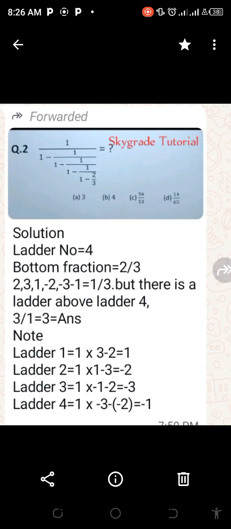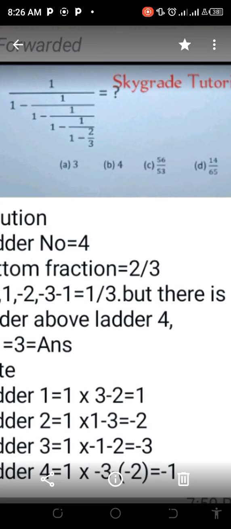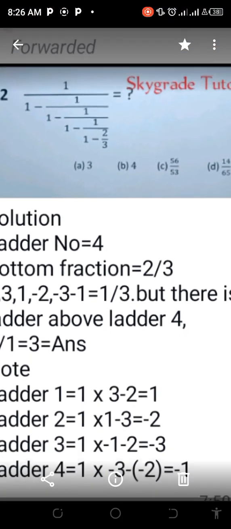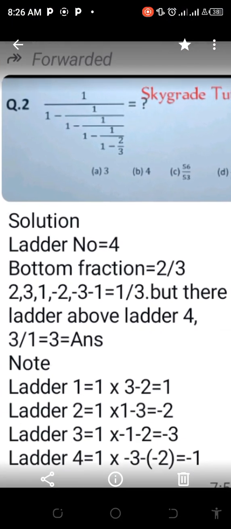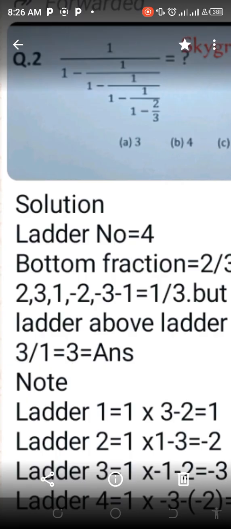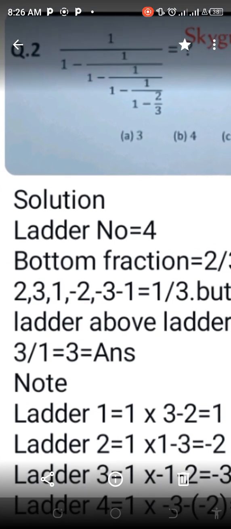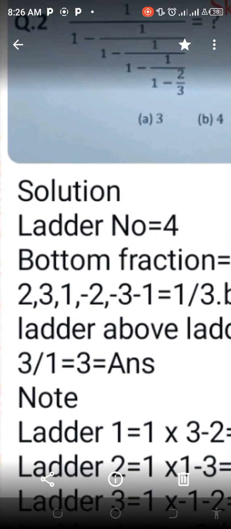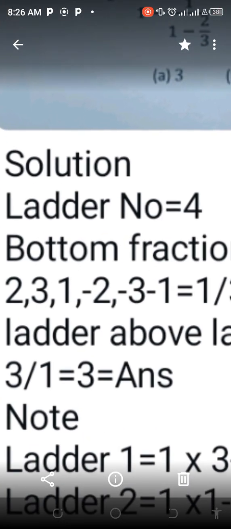Then after taking the 4, we write down the bottommost fraction. In this case, the bottommost fraction is 2 over 3, and we write it out in this form, 2 and 3. 2 and 3 are not ladders. The ladder value will begin from 1. So what do we do? To find the ladder value for ladder 1 is just 3 minus 2. 3 minus 2 is equal to 1.